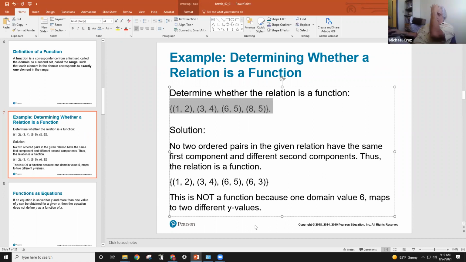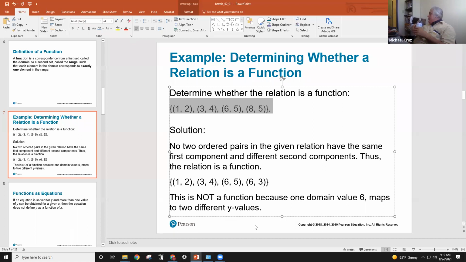The best way I know to tell when you're looking at ordered pairs is just to see if anything in the domain repeats. And if anything in the domain repeats, it should go to the same value. If not, like this, then it's not a function.